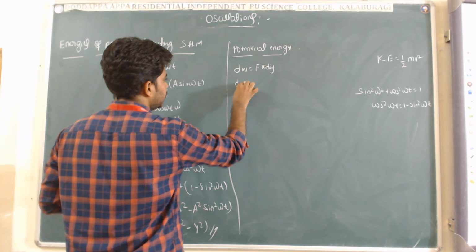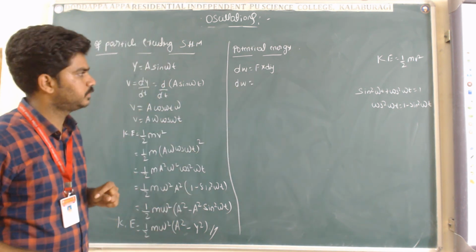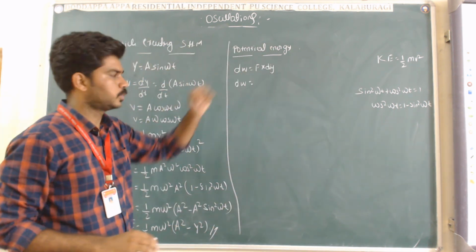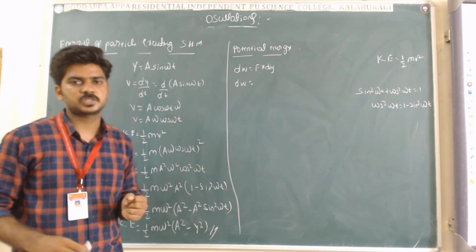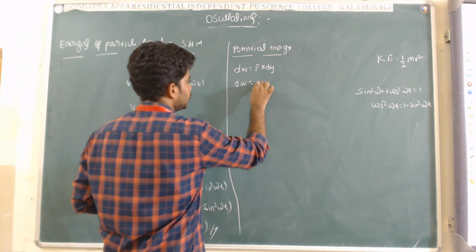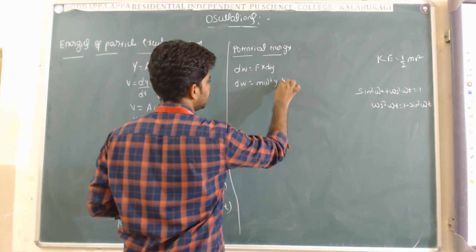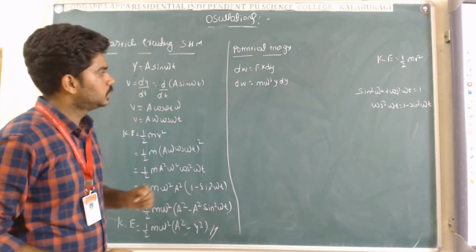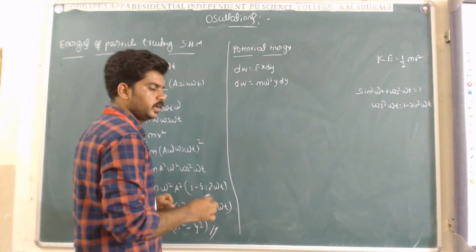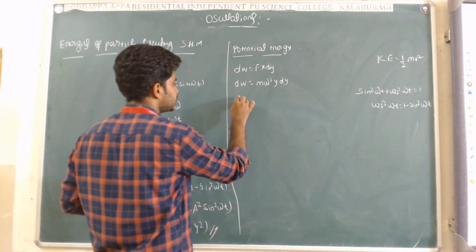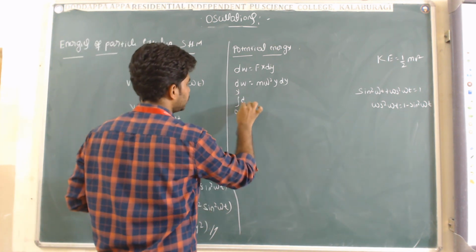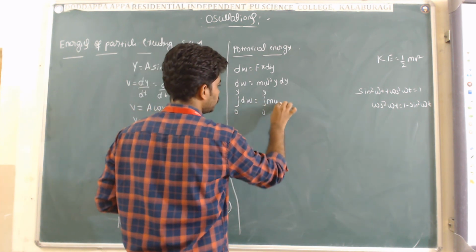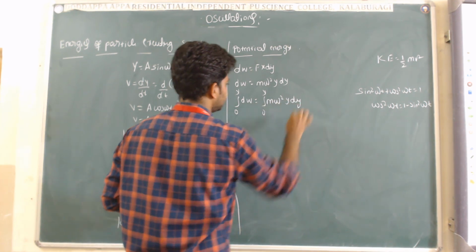So dW equals force into displacement. Displacement is dy. And what about the force? Force is m omega square y. Is it right? m omega square y into dy. So to get the total work done from 0 to y, just integrate from 0 to y. dW equals the integral from 0 to y of m omega square y dy.